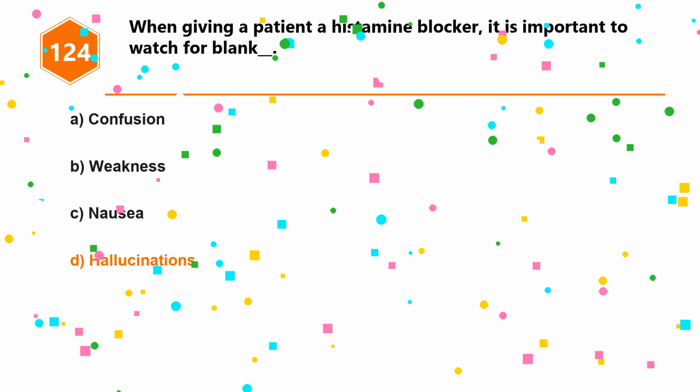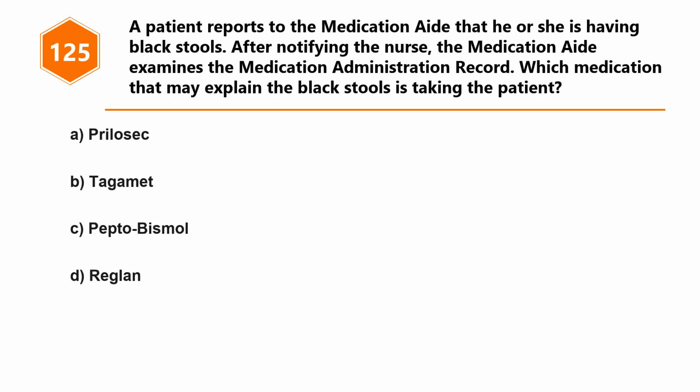The correct answer is option D. Hallucinations. Question 125. A patient reports to the medication aide that he or she is having black stools. After notifying the nurse, the medication aide examines the medication administration record. Which medication that may explain the black stools is the patient taking? Option A. Prilosec. Option B. Tagamet. Option C. Pepto-Bismol. Option D. Reglan.